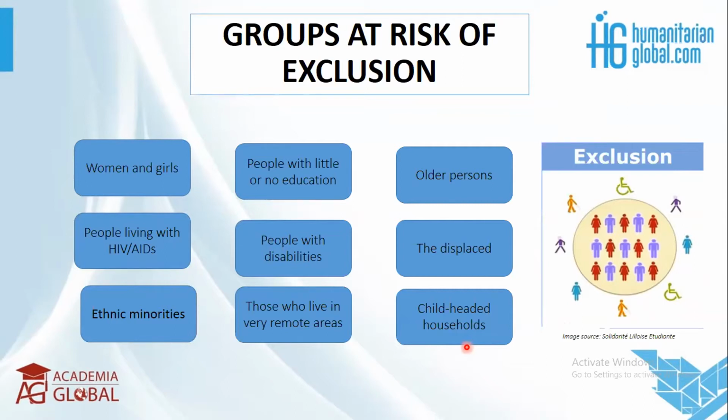So I will look at why we think that women and girls are likely to be excluded. Why do we think sometimes that people with little or no education are likely to be excluded? Sometimes also older persons are likely to be excluded. The displaced, people with disabilities, and people living with HIV and AIDS. So these are just examples of groups that are sometimes likely to be excluded, not only in WASH, but even generally in the development world. So as I said before, just pause and think.